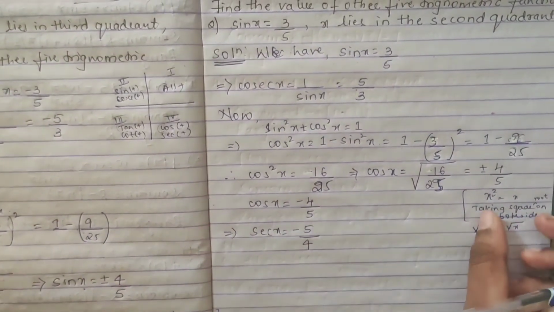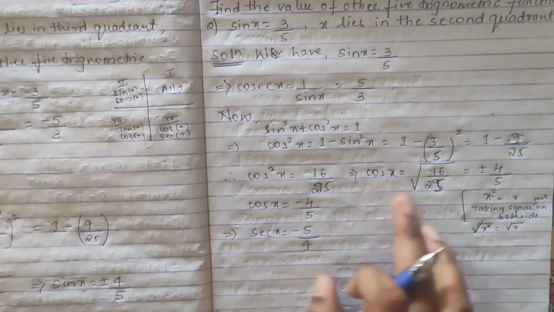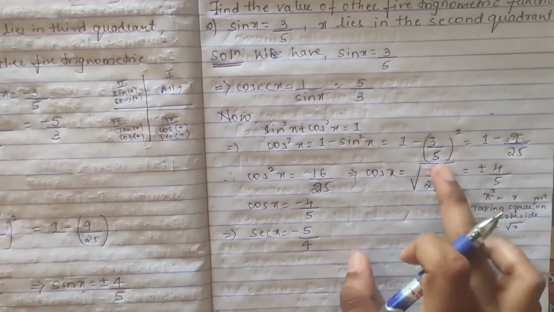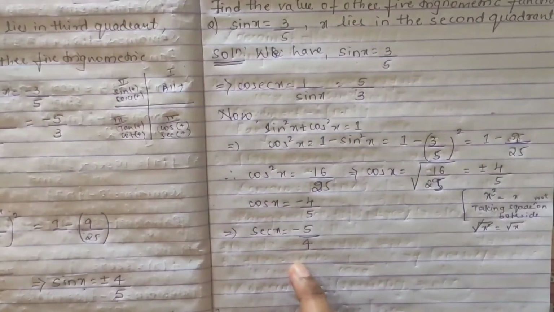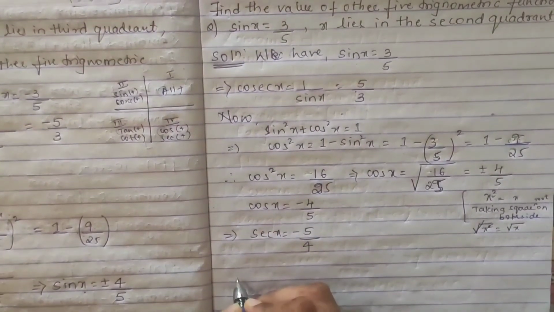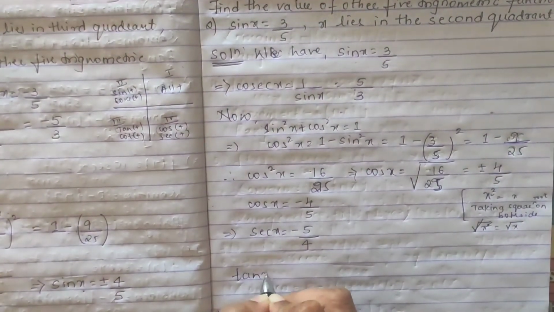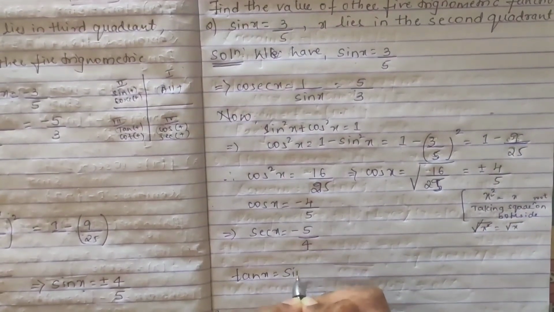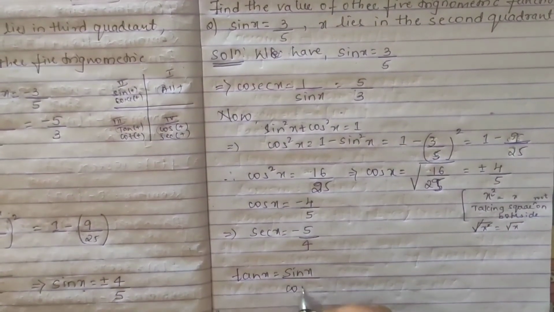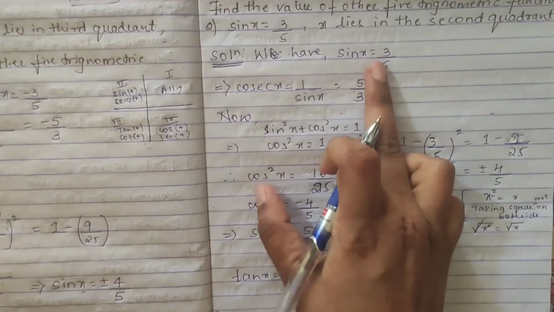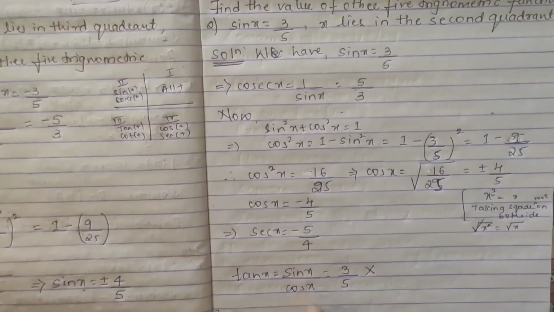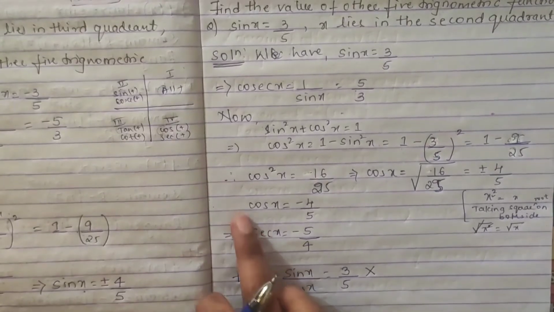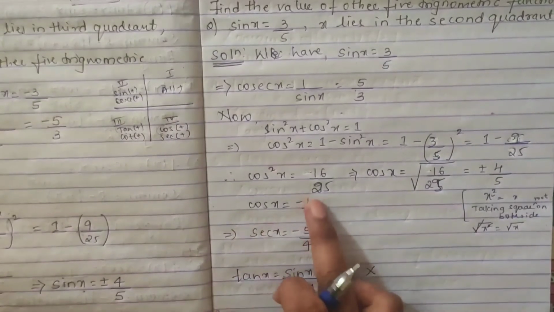In exams, we don't write all this directly, we write cos x is equal to root of 16 by 5, so sec x we have got minus 5 by 4. So now you have to find tan x. What is your tan x? Tan x is your sin x by cos x. So basically what is your sin x? Sin x is 3 by 5. I'll write it here only, because again I have to take the reciprocal. Cos x, you see, cos x you have got minus 4 by 5.